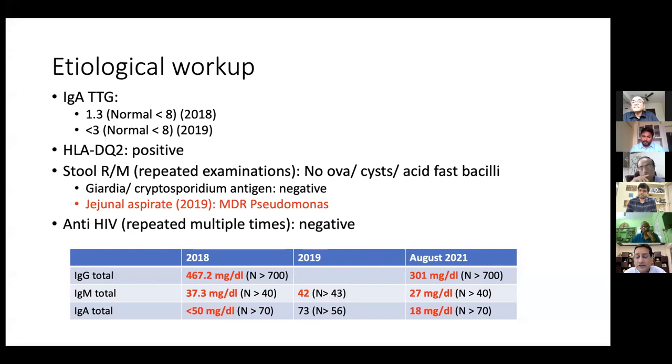So if we have an EMA positive, then certainly you have to. EMA is again IgA. So in IgA deficiency, EMA may be falsely negative. But if EMA is positive, then you will think of celiac playing a role.